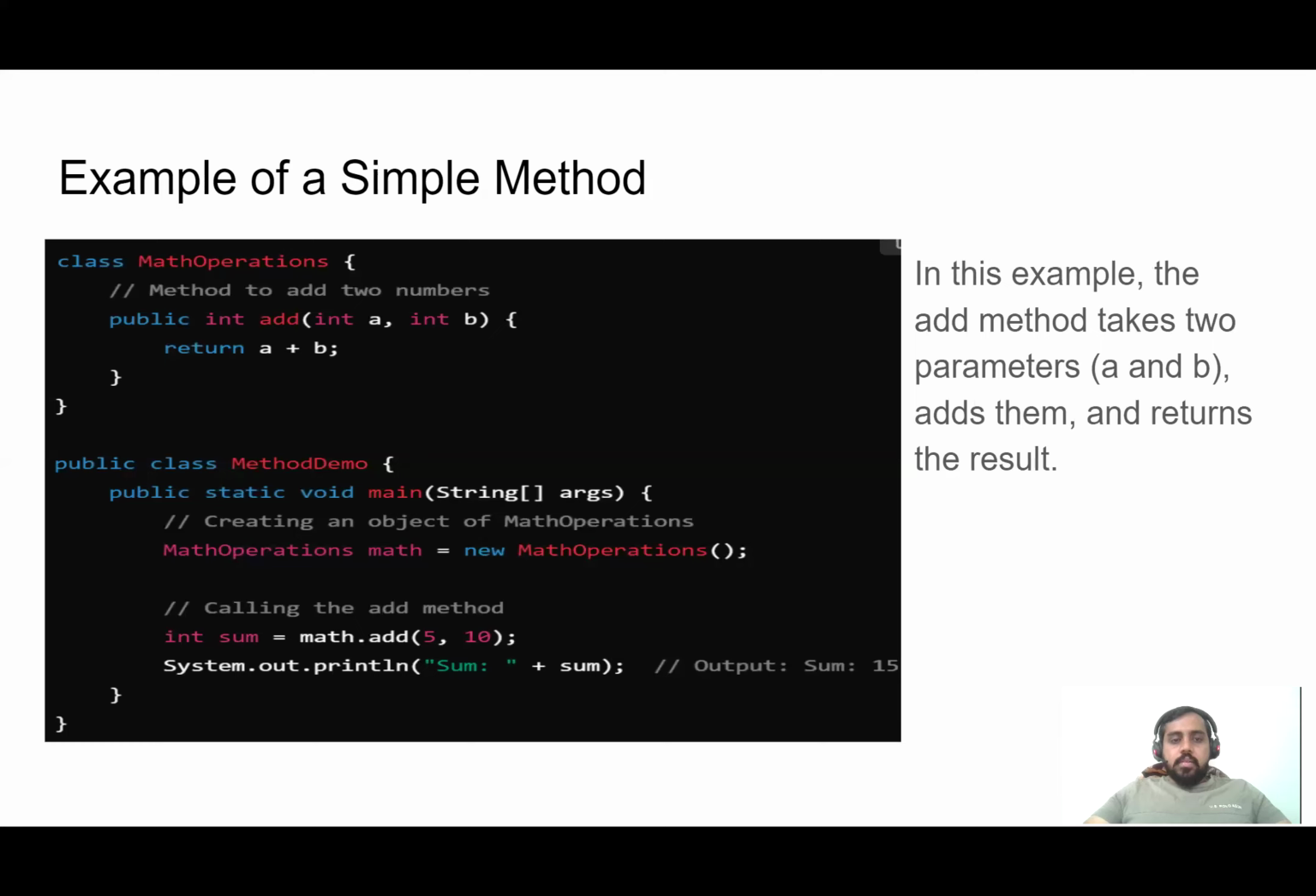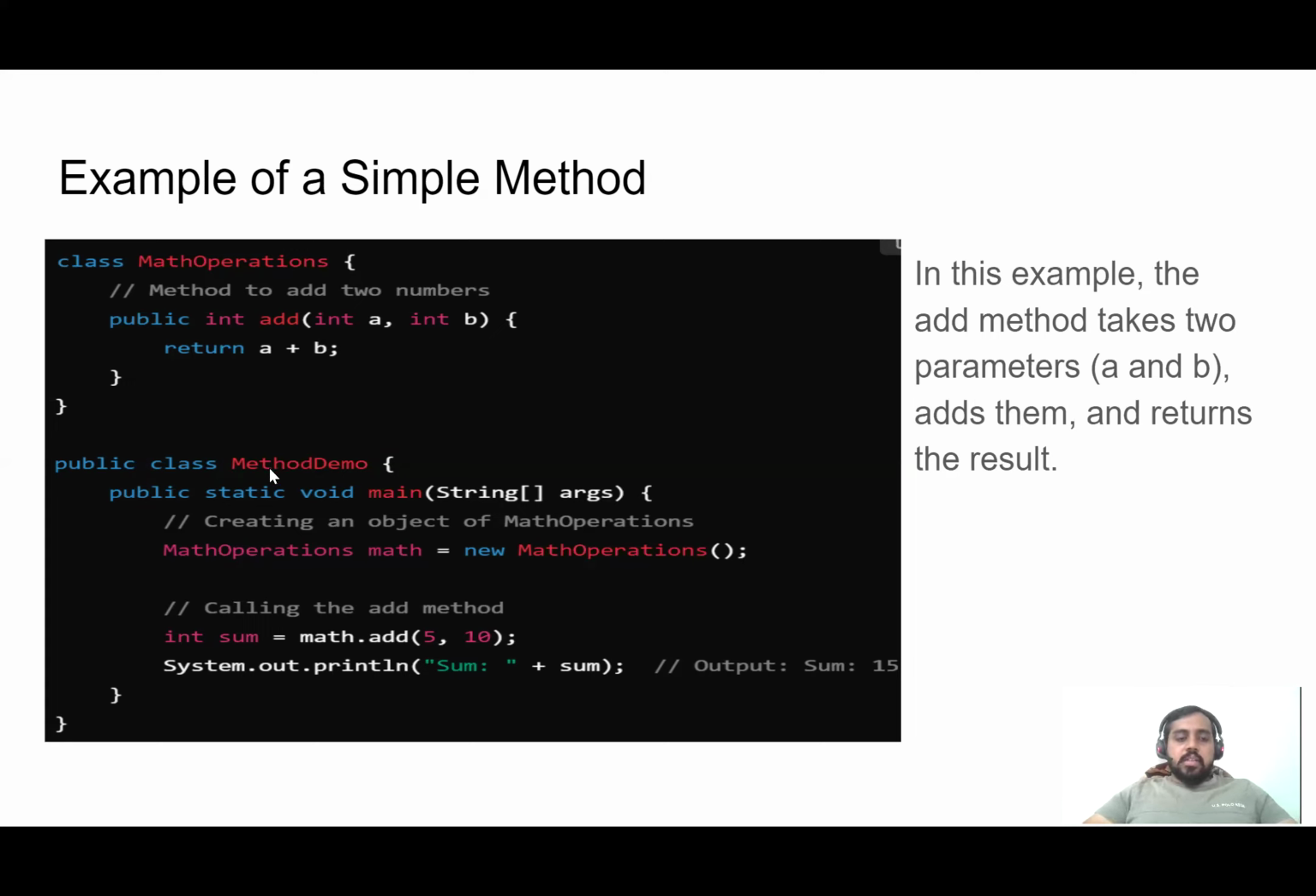This is a sample method we created. I created one class as MathOperation, and inside the class I created a method called add, because it's a mathematical operation. It takes two parameters, int a and int b, and returns a plus b. I'm just returning the value here.